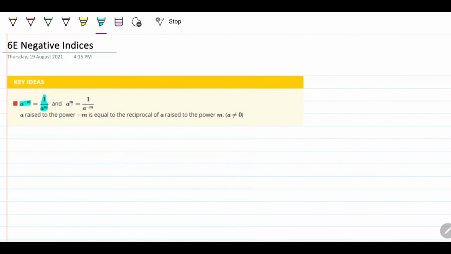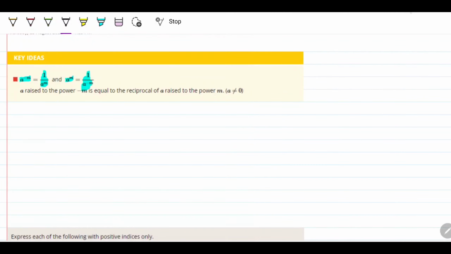So the example is a to the power of m equals 1 over a to the negative m. Notice how when the power is negative, the reciprocal will be positive, whereas when the power is positive, then the reciprocal will be negative. Just remember that a cannot equal 0.